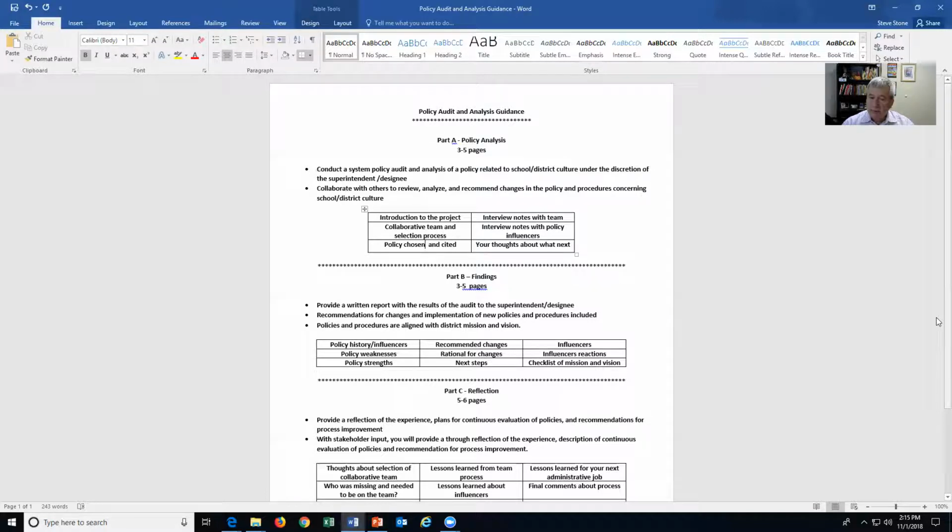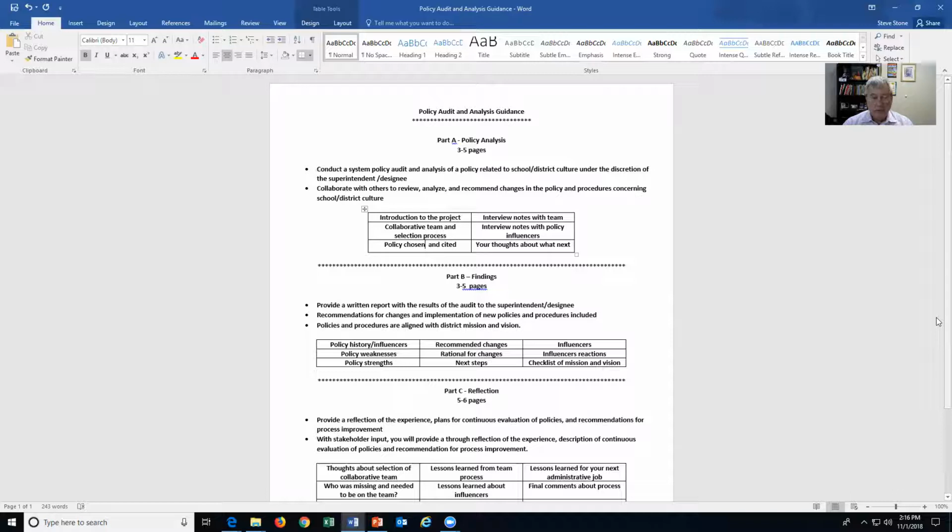I would tackle this particular section in at least 9 different paragraphs. And basically, here they are. I would talk about the history of the policy, what you found out, who the influencers have been. In the next paragraph, some of the policy weaknesses, the reason why you selected this policy. What are some weaknesses of the existing policy? The next paragraph, some strengths of the existing policy. Next paragraph, recommended changes.